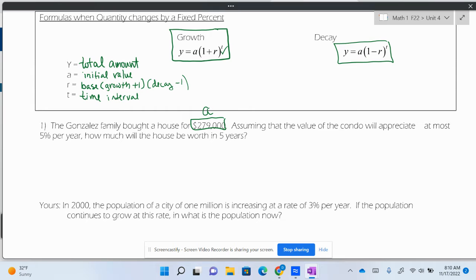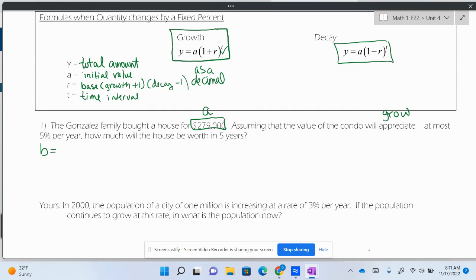The condo will appreciate. So do you guys know what it means to appreciate or depreciate? If something appreciates, it grows in value. If something depreciates, it decreases in value. So this means that it's going to grow in value, which means it's going to be a growth model, okay? It says it's going to appreciate how much? 5%. So this is my multiplier. This is my base, but we always want to write this as a decimal. I'm going to put it as a decimal up here.